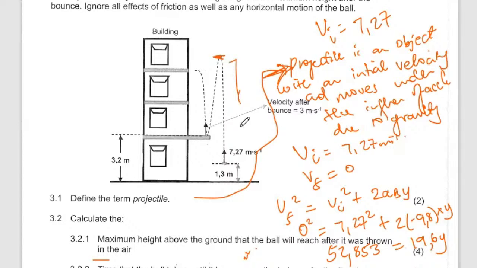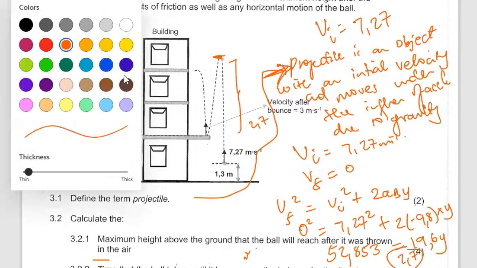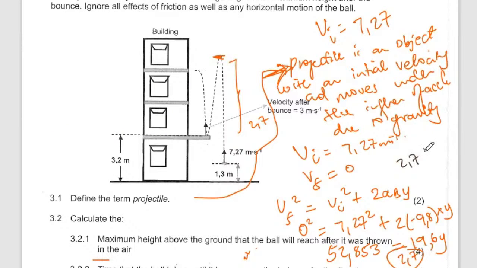So which means from there up to there is 2.7. But the question was asking us from the ground. Remember, this ball was thrown 1.3 meters above the ground. So it will be the 2.7 plus the 1.3, which is approximately 4 meters. If I didn't round off, it's going to be 2.697, and then I'll add my 1.3, which is 3.997, which is approximately 4 meters.